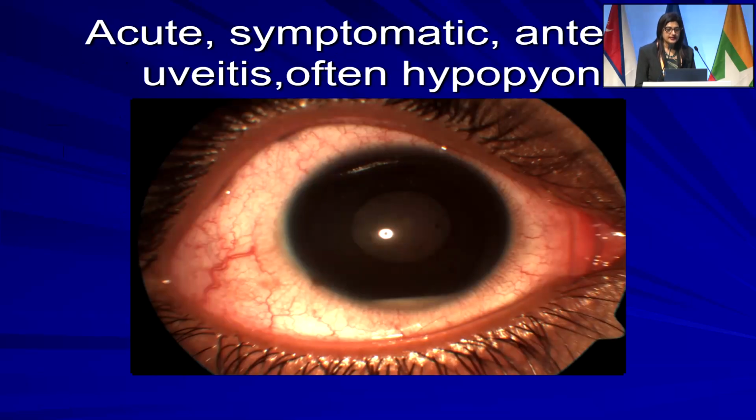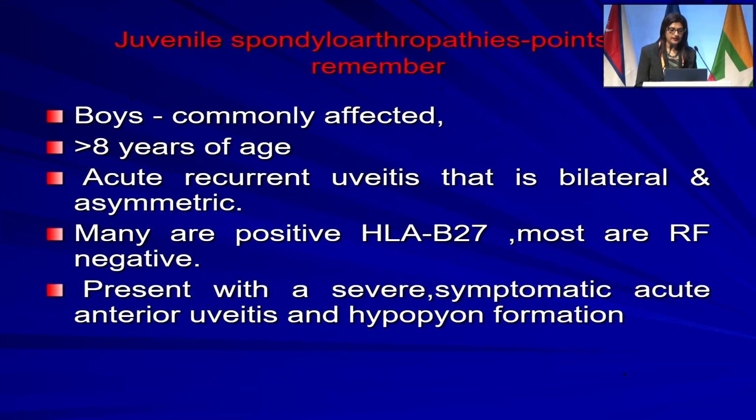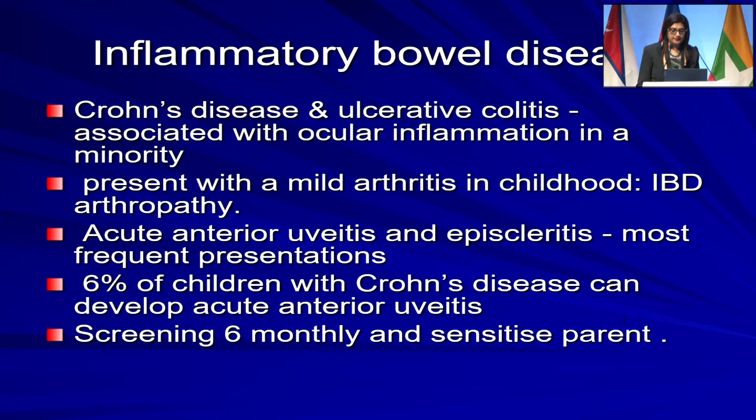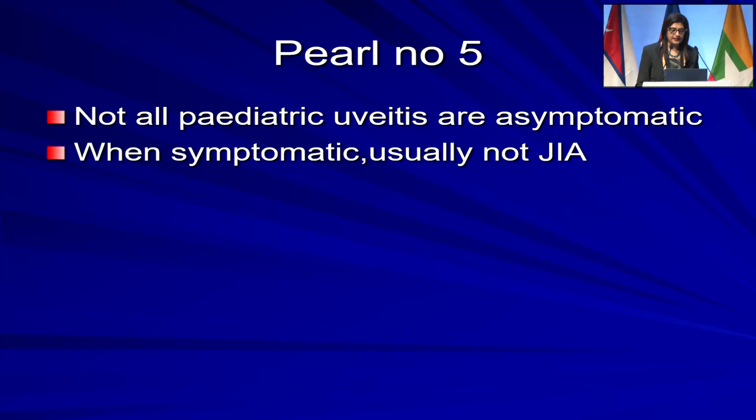Most of these are acute and symptomatic anterior uveitis, often with a hypopyon. And unlike the other, there are some other points to remember. Unlike JIA, boys are commonly affected, more than 8 years of age. It is an acute recurrent uveitis that is bilateral and asymmetric. Many are HLA-B27 positive, and they sometimes present with hypopyon. IBD, as you know, Crohn's and ulcerative colitis, come under this category.